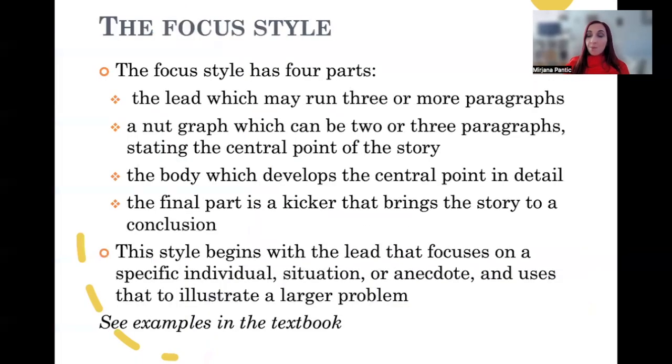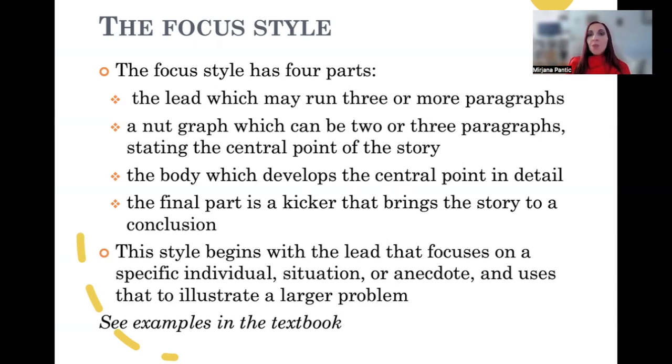Aside from that, the focus style is a type of story that has four parts. There's the lead, which may run three or more paragraphs, so it's similar to the alternative lead. Then a nut graph, which can be two or three paragraphs, and it is very important because a nut graph states the central point of the story. So this is where you learn what is the most important thing about the story.